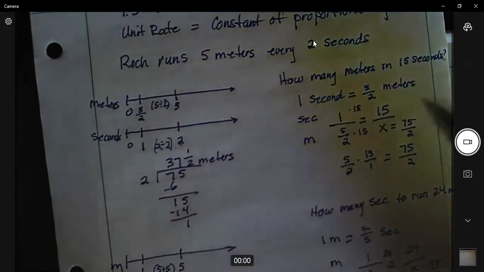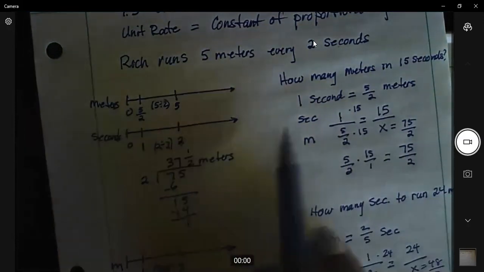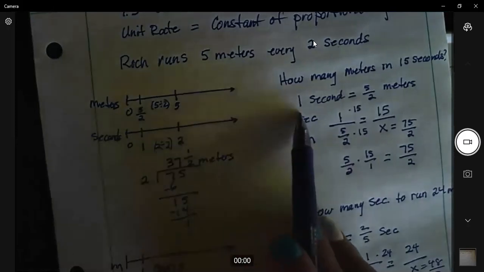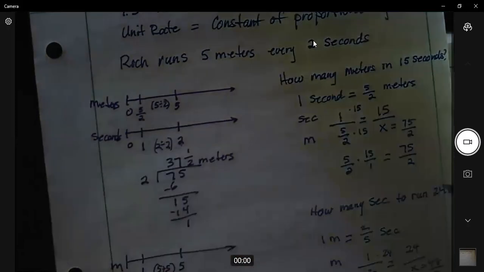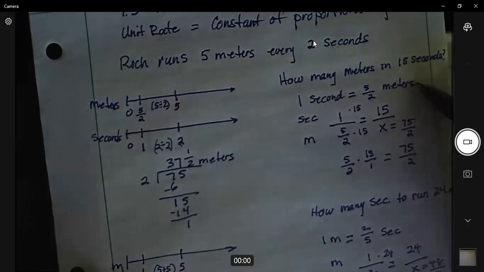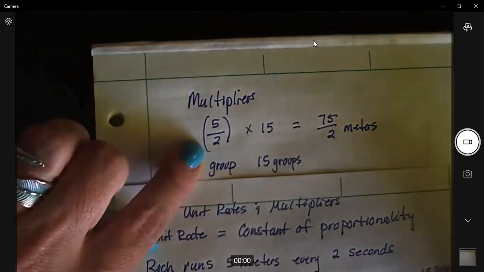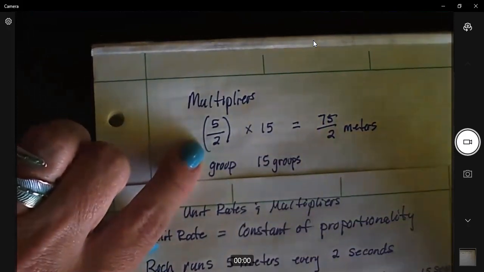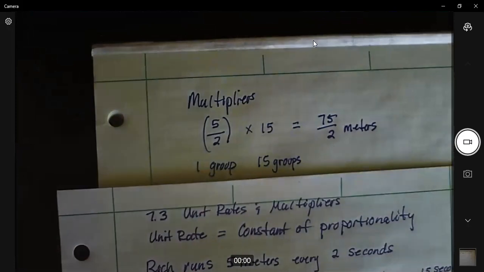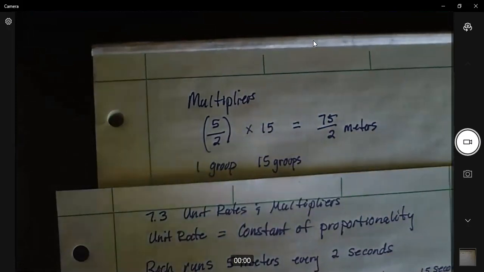Okay, but instead of doing this process to find down to 1, do you see the connection? Here's what 1 second is, how many meters. And do you see what I did here? This is the meters unit rate. And students will hopefully connect that if you do this together. So let's look at the other one.